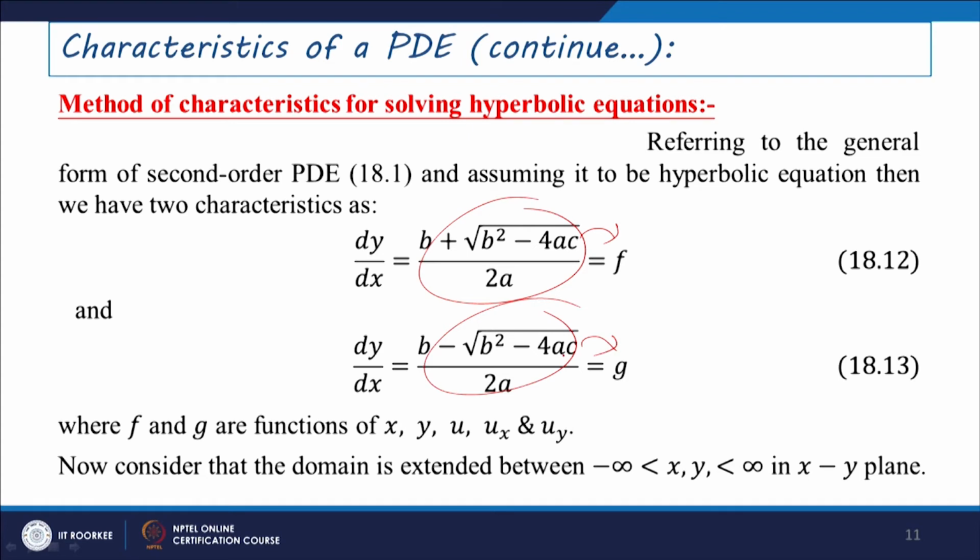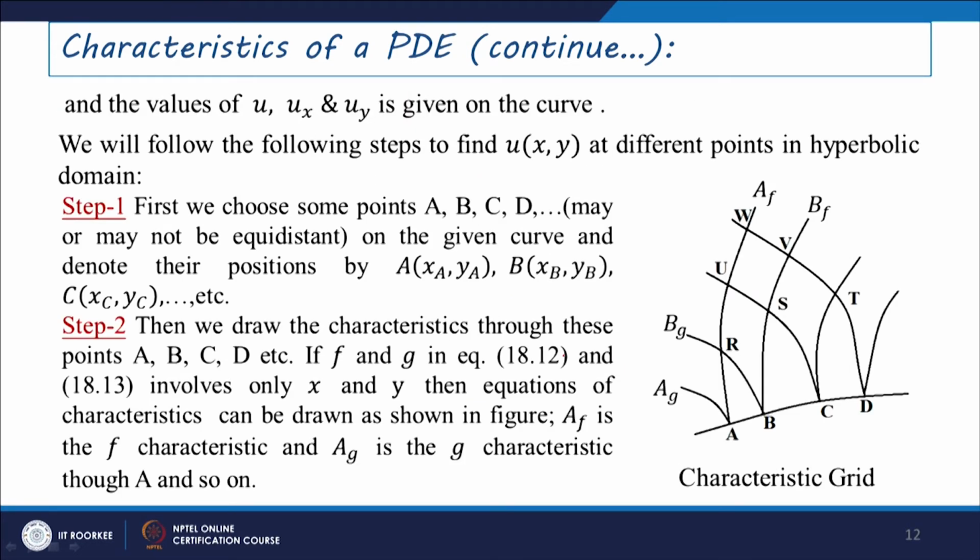So, if you consider the domain extended over an open space like the xy plane, defined from minus infinity to infinity, then we can have the values u, ux, uy defined along this curve. To determine these points, the steps are described as follows. First step, we choose points on the curve here, that is, characteristic grids we can form. Suppose we choose points a, b, c, d, which may not be equidistant on the given curve, and denote their positions.